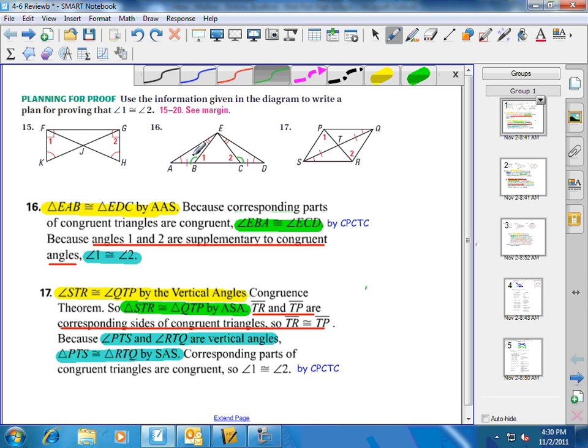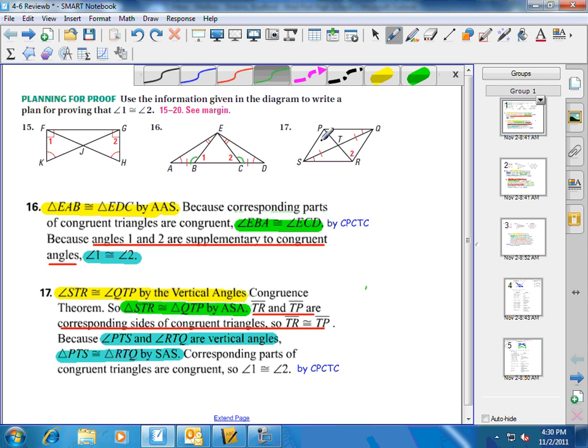For example, let's say this angle is 100 degrees. The two together are 180, so you take 100 from 180 and you have 80. So that's one example of why 1 and 2 are congruent. So we proved that the triangles are congruent by angle side. Then we showed that corresponding parts of congruent triangles are congruent, and angle 1 and 2 are supplementary to those angles, so angle 1 and 2 must be congruent.